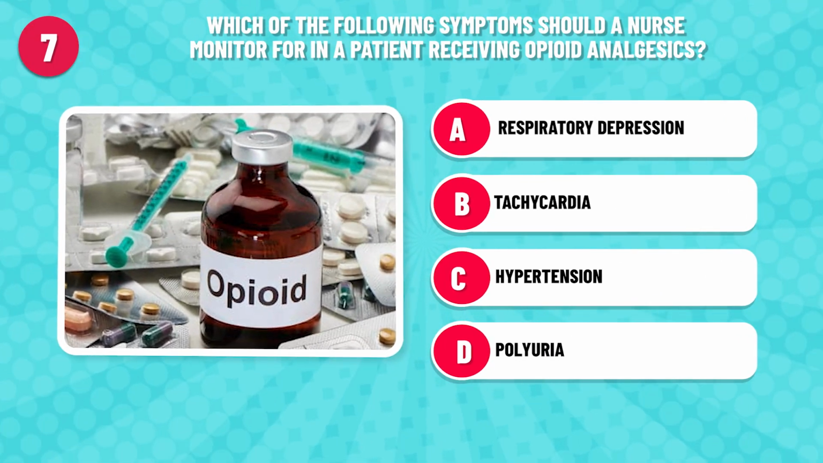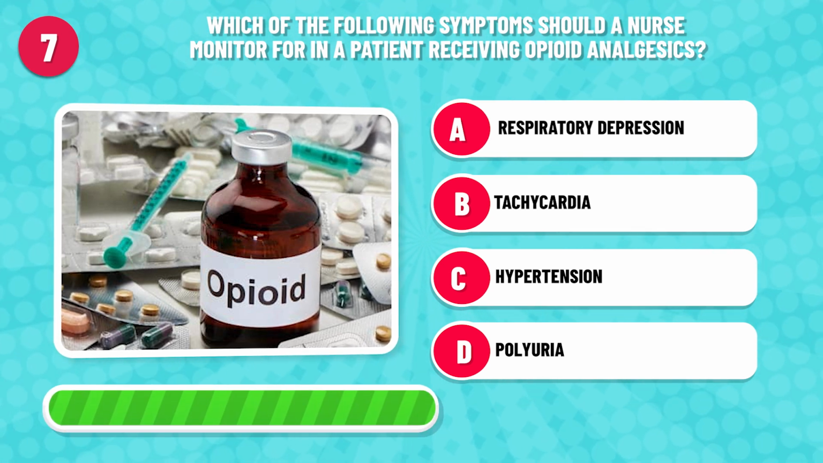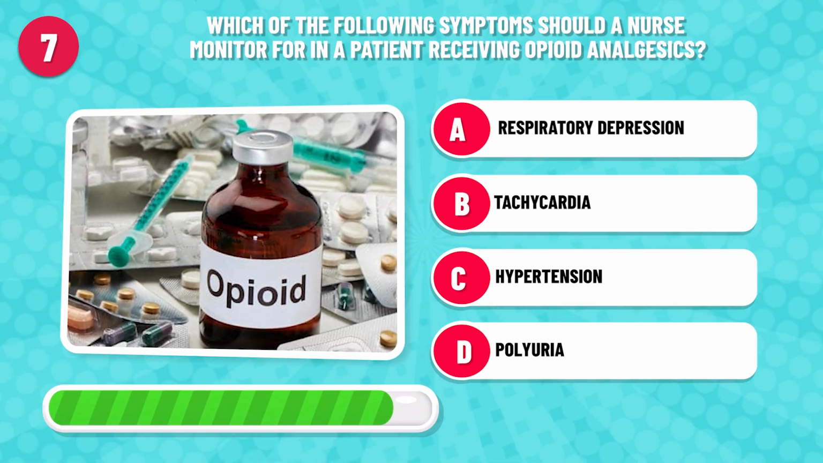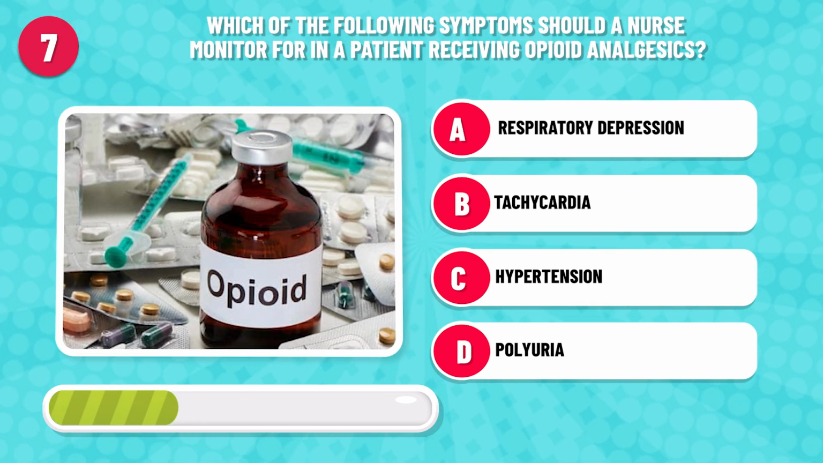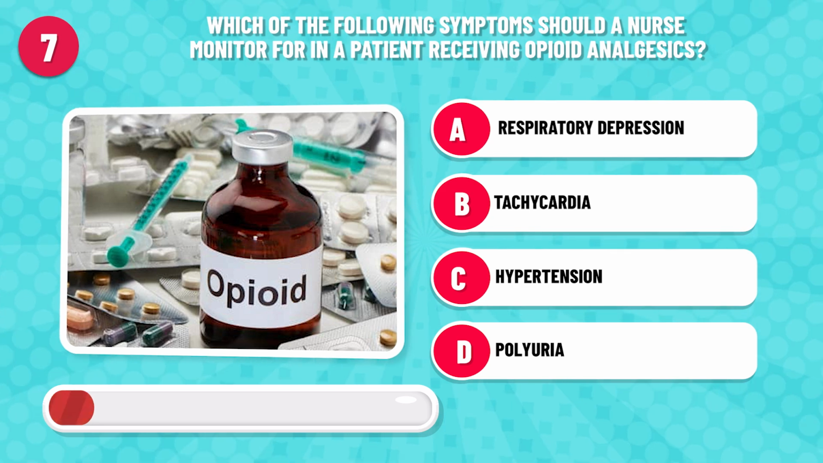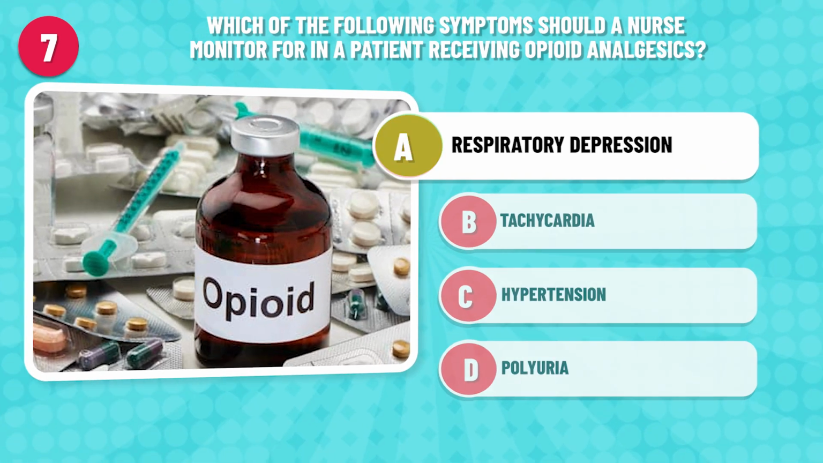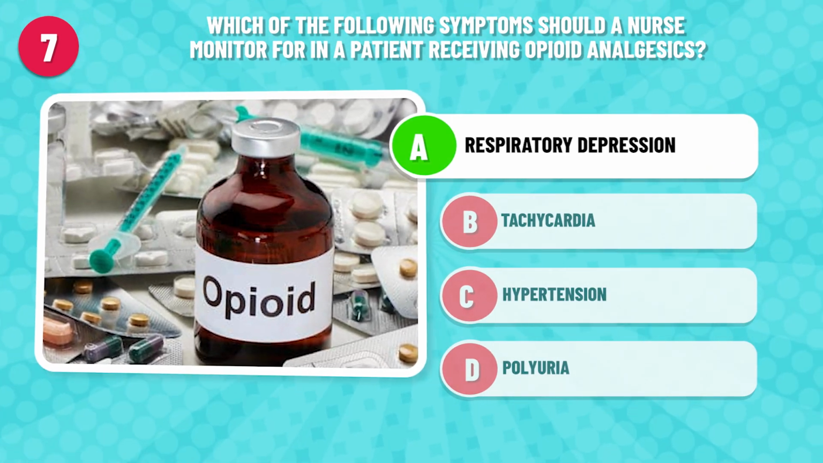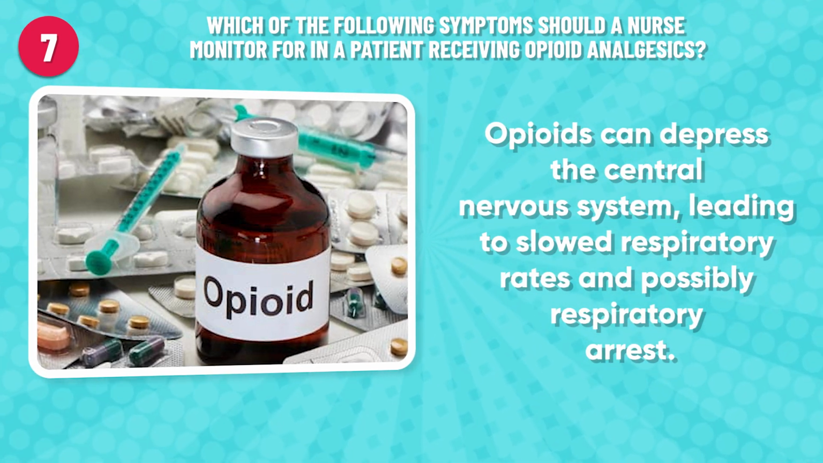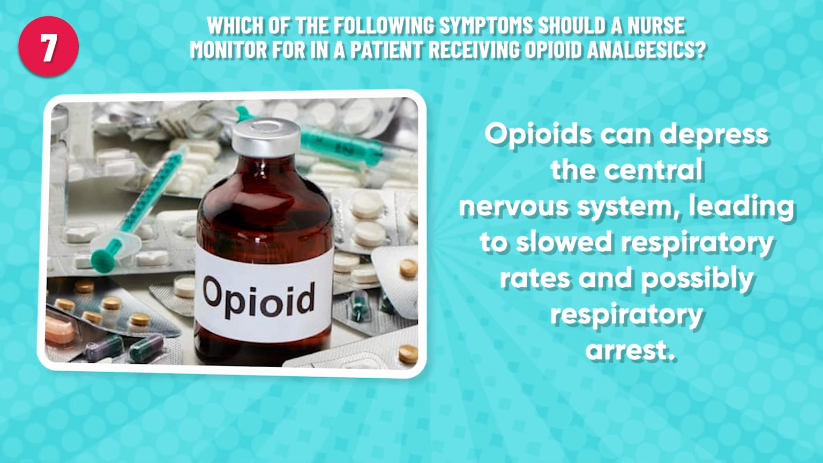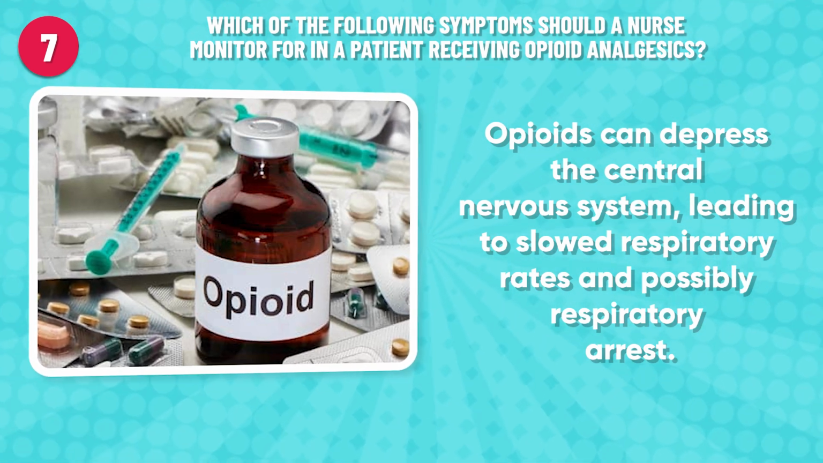Which of the following symptoms should a nurse monitor for in a patient receiving opioid analgesics? It's A. Respiratory depression. Opioids can depress the central nervous system, leading to slowed respiratory rates and possibly respiratory arrest.